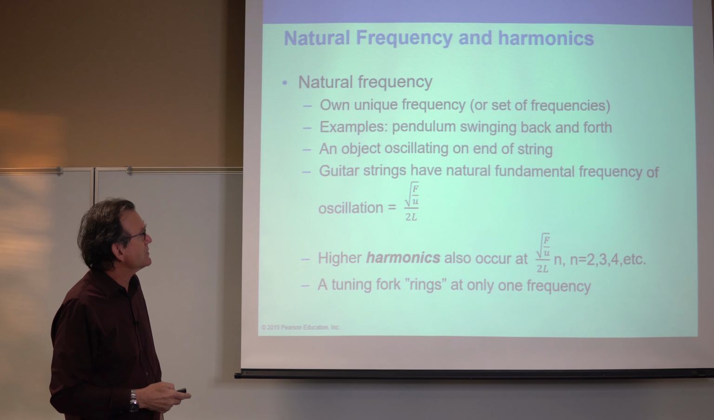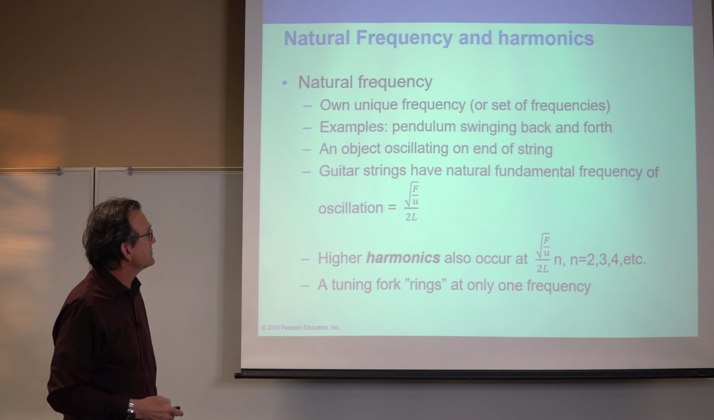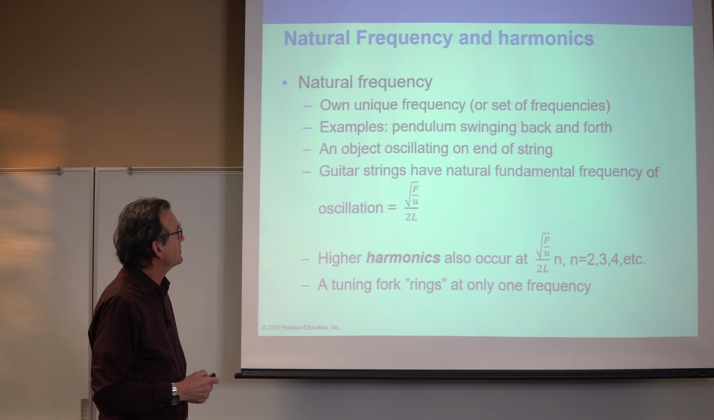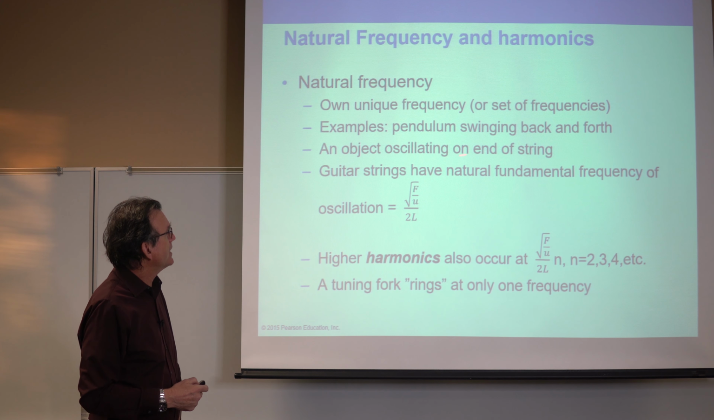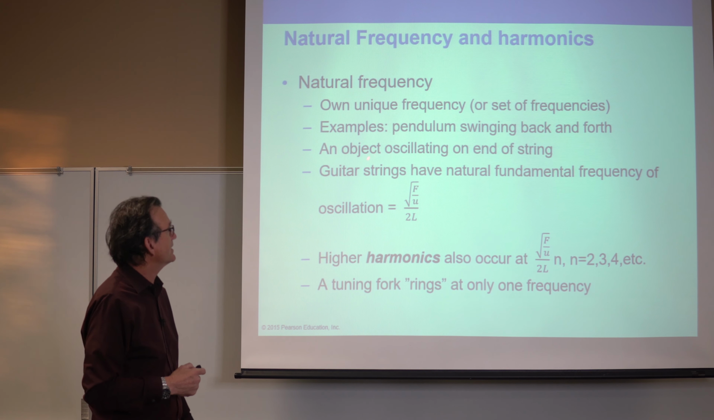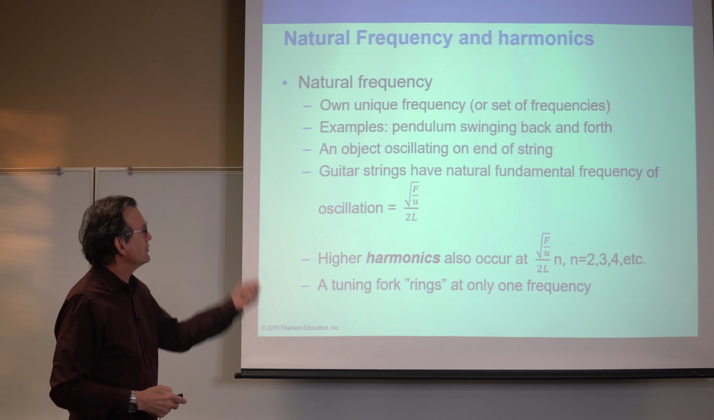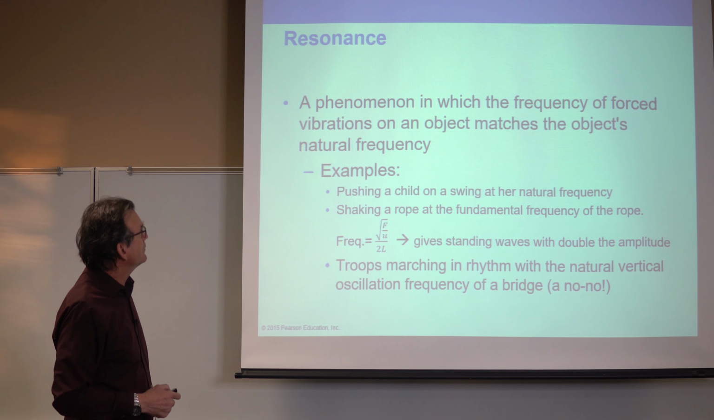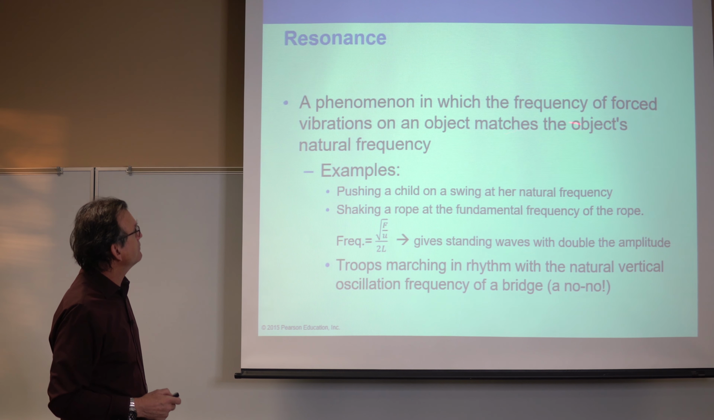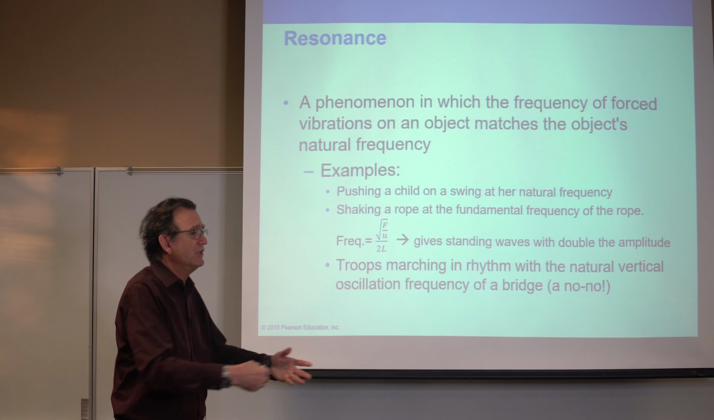And these natural frequencies are given by certain circumstances that we've talked about in nature. For the pendulum, for the swinging bridge, an object oscillating on the end of a spring, which oscillates up and down, as we showed in chapter 19. So a phenomenon in which the frequency of forced vibrations matches the object's natural frequency will cause an increased amplitude of motion.